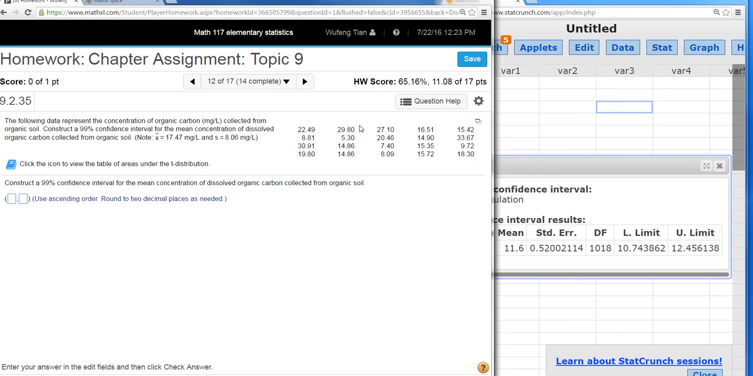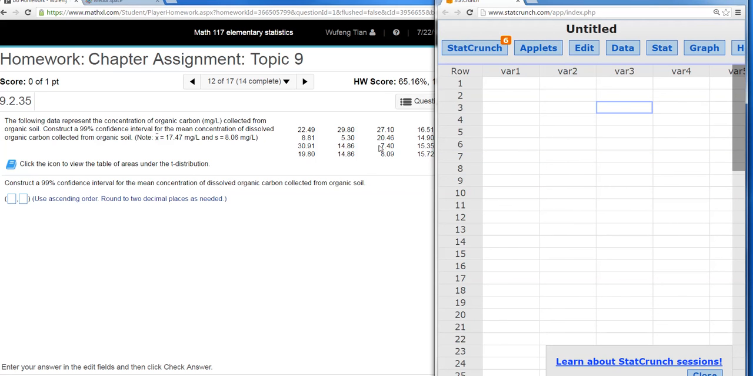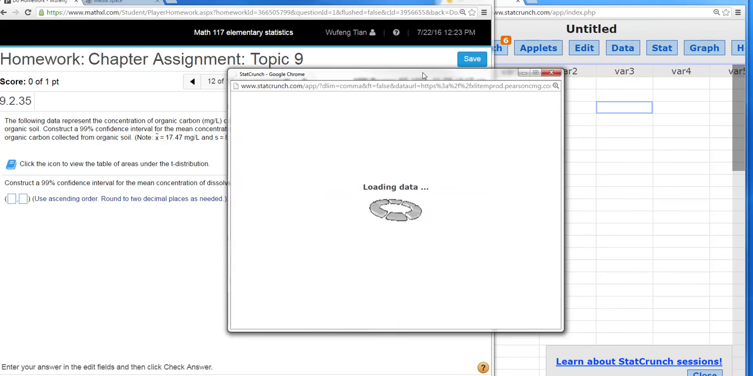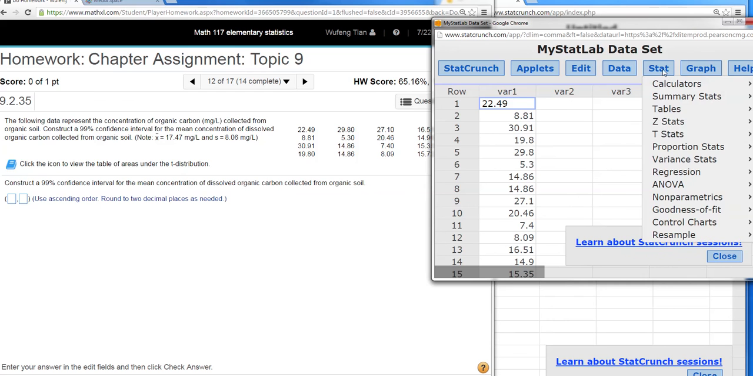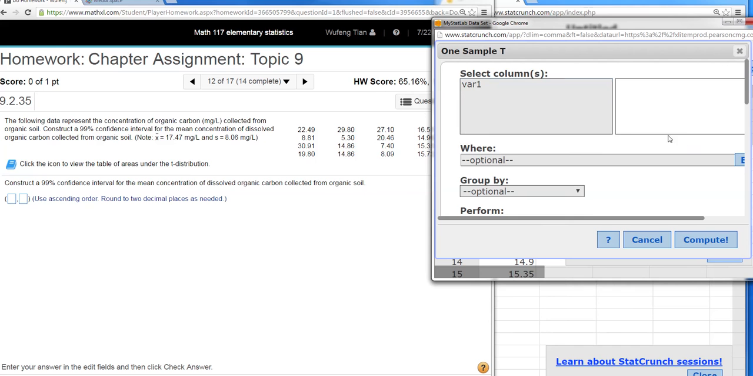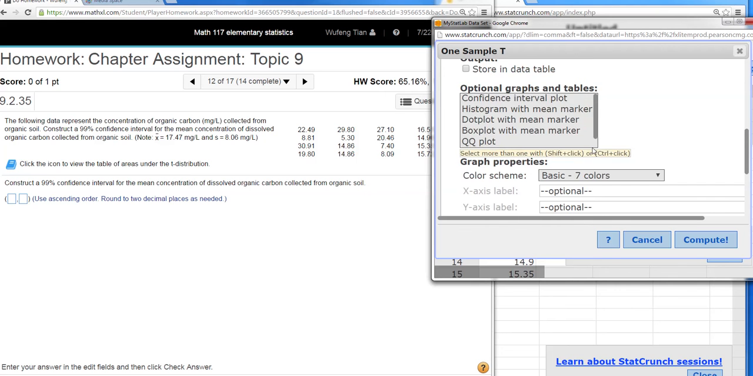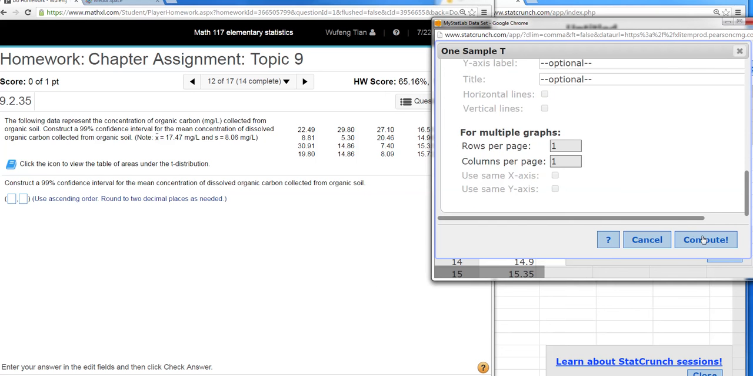Number 12 is exactly the same, but we choose differently since the data is given to you. So now you have to open it in StatCrunch and use this data here. You still do the t-distribution, one sample. This time you don't choose the summary, you choose the data because the data is given to you, and it doesn't give you the summary. So now you choose one sample with the data. Okay, choose the variable one, choose 99% confidence interval, and then you just compute it.